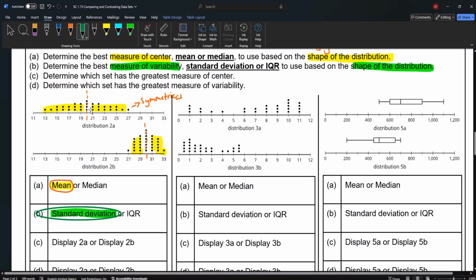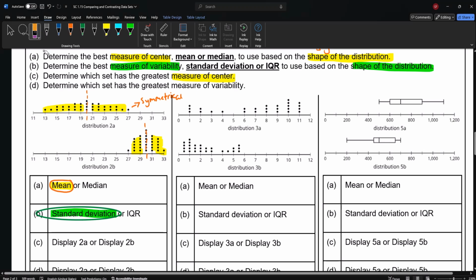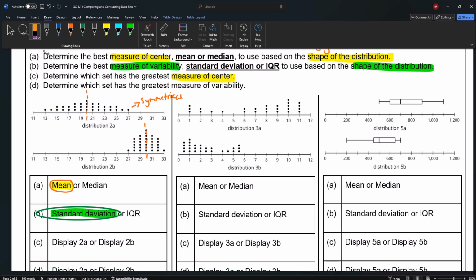Now, let's take a look at question C. Determine which set has the greatest measure of center. When we talk about greatest measure of center, if most of your data points are shifted over to the right, that means that it has the greatest measure of center. How do we determine that? You're going to find the middle or the approximate middle of each graph, or of each data set, I want to say.